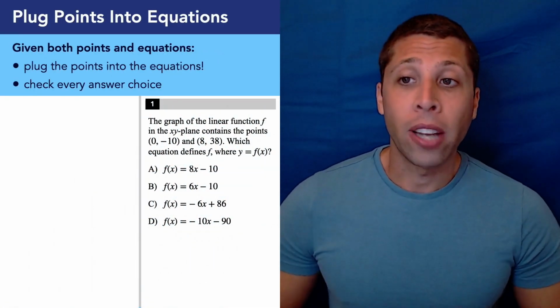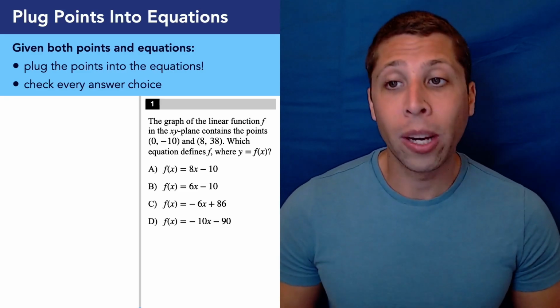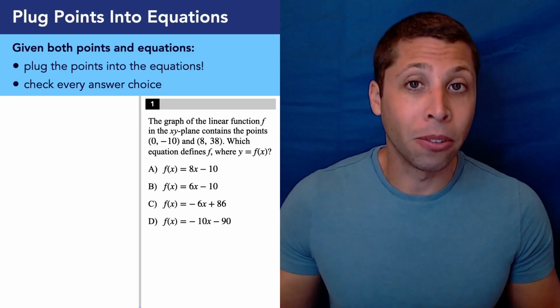The graph of the linear function f in the xy plane contains the points (0, -10) and (8, 38). Which equation defines f where y equals f(x)? So this is some pretty standard stuff. They want us to build a linear equation.